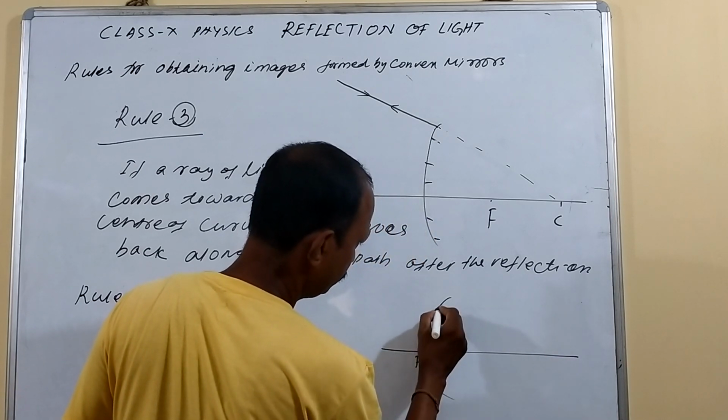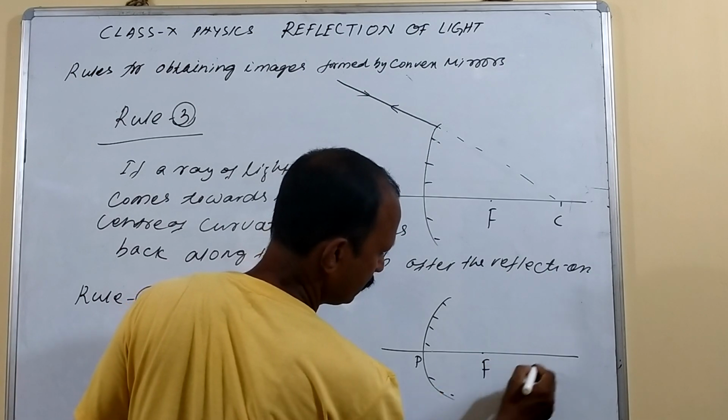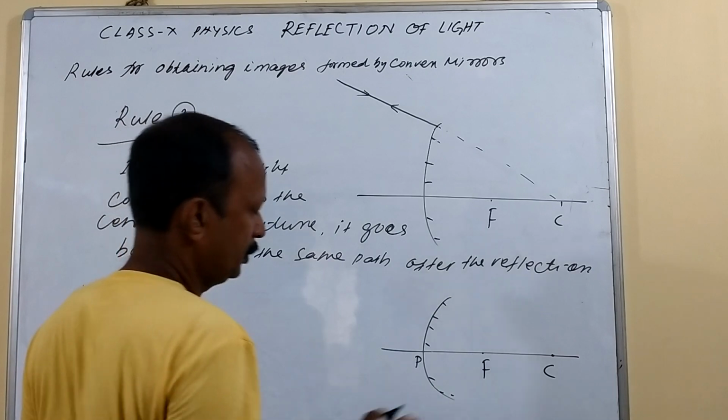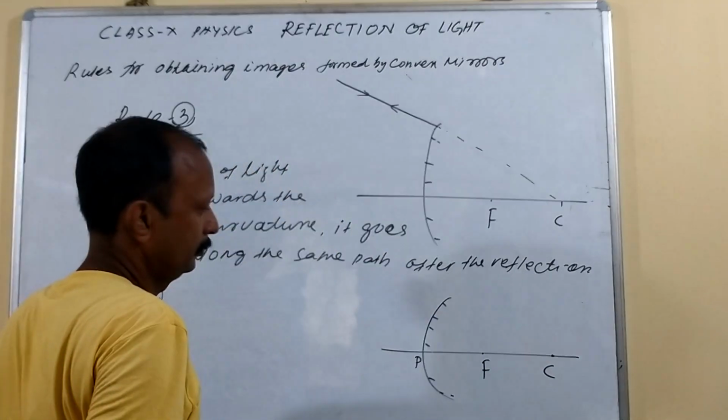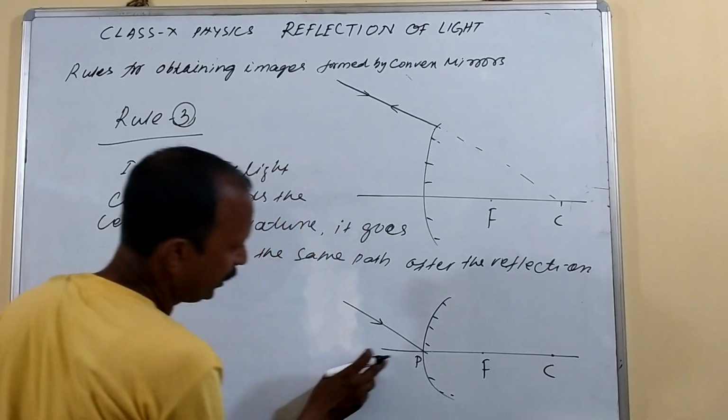This is the pole, this is the focus, this is the center of curvature. See that? Now, suppose a ray of light is incident at the pole.